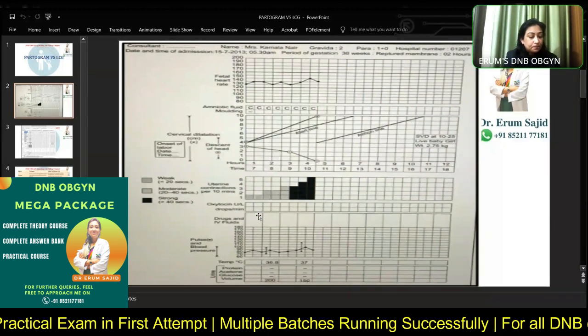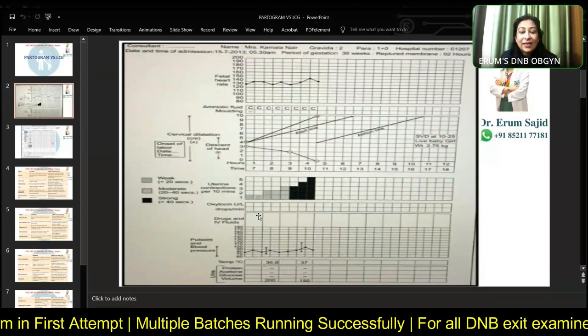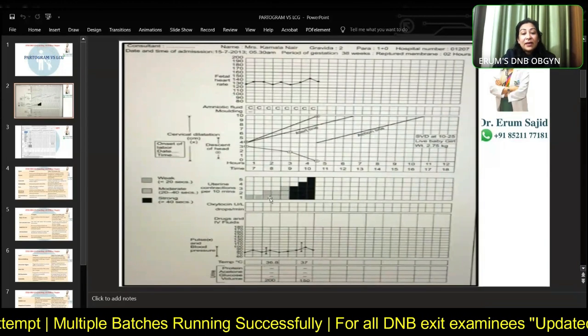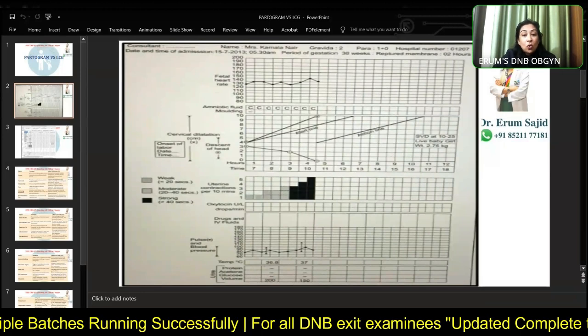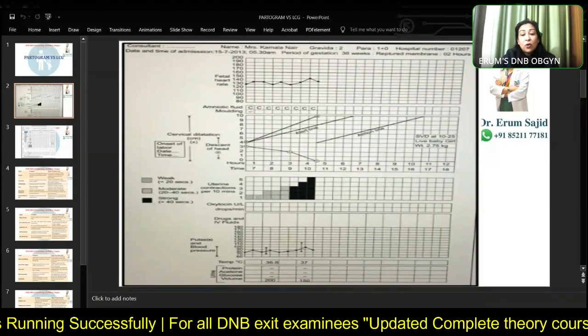Who's going to give me an answer? Attempt, guys, attempt. Come on. What do you mean by tachysystole? How will I know whether this patient is having just the right number of contractions or not?